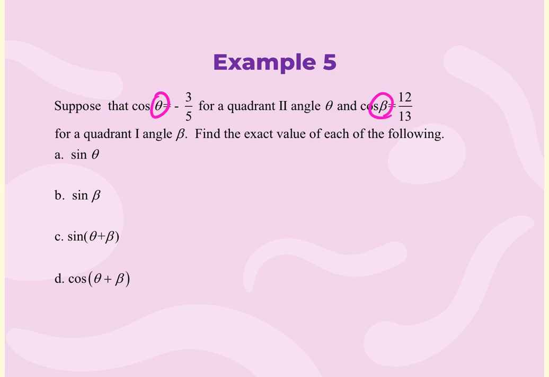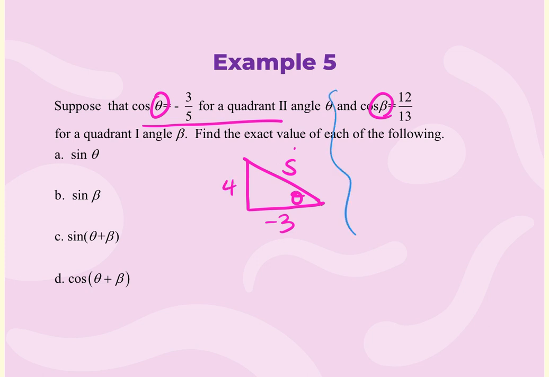So the first thing I'm going to do is draw myself a triangle. For the first one, it's in quadrant 2, so I'm going left and up. I'm going to put theta in that corner. If it's negative 3 over 5, which one gets the negative? The x, why? Hypotenuse can never be negative. What's the missing side? 4. That's a triple, 3, 4, 5.